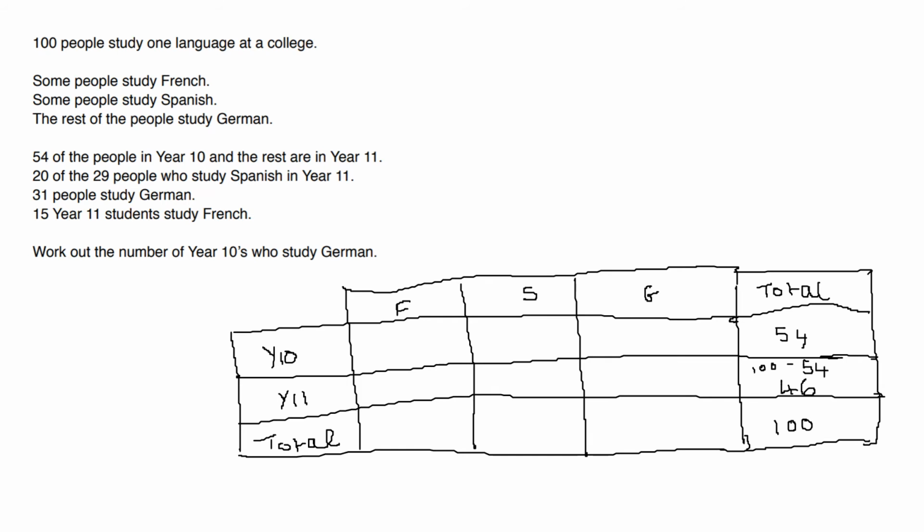20 of the 29 people who study Spanish are in year 11. So 20 people in year 11 study Spanish. There are 29 people in total who study Spanish. So if I find the difference, that tells me that 9 people study Spanish in year 10.